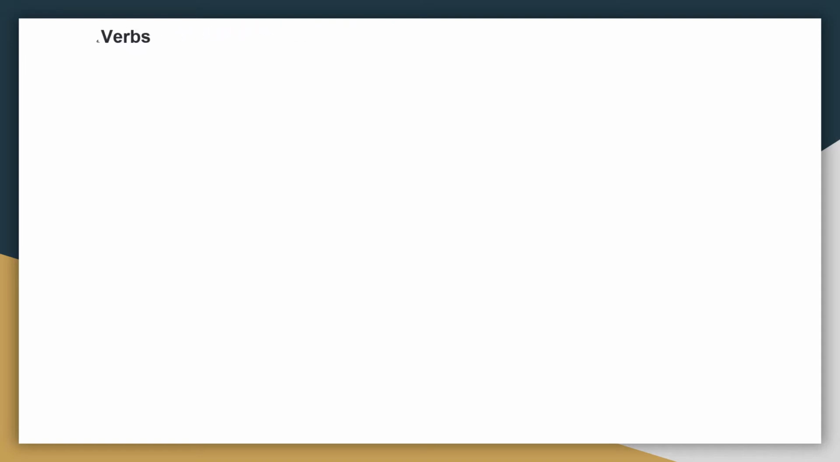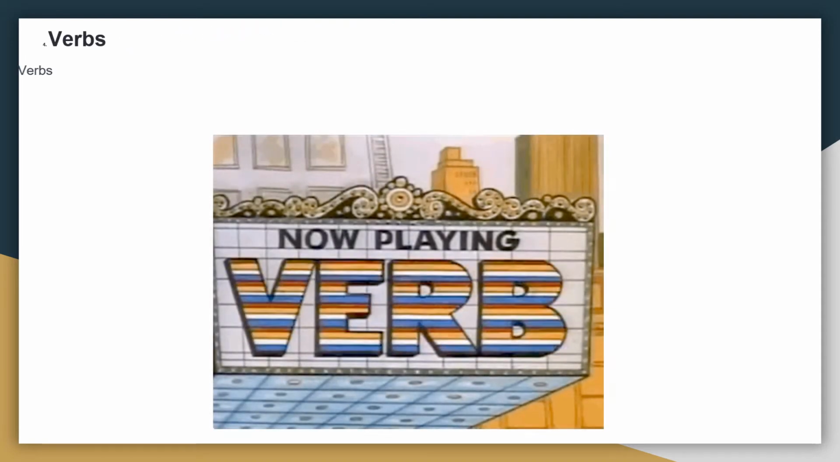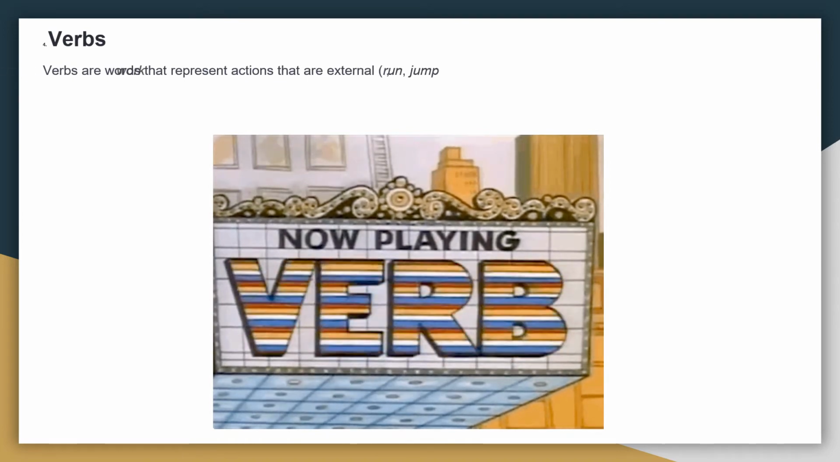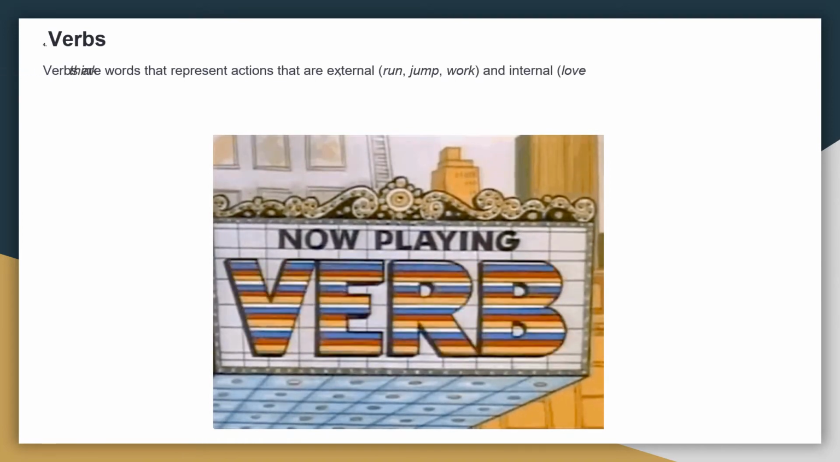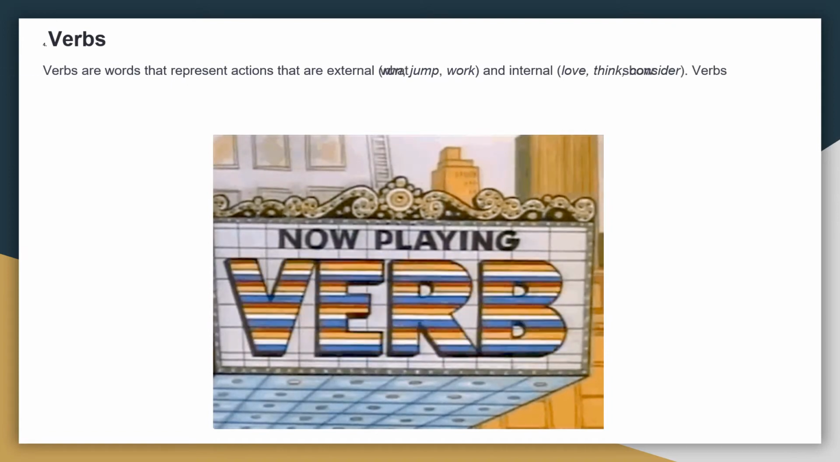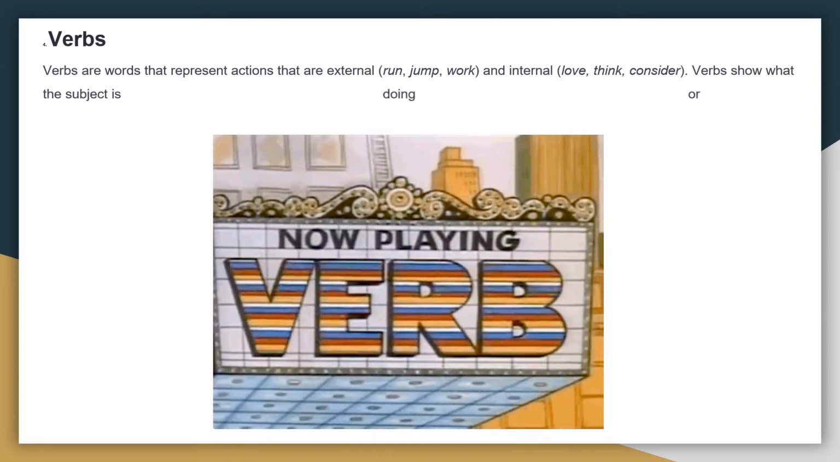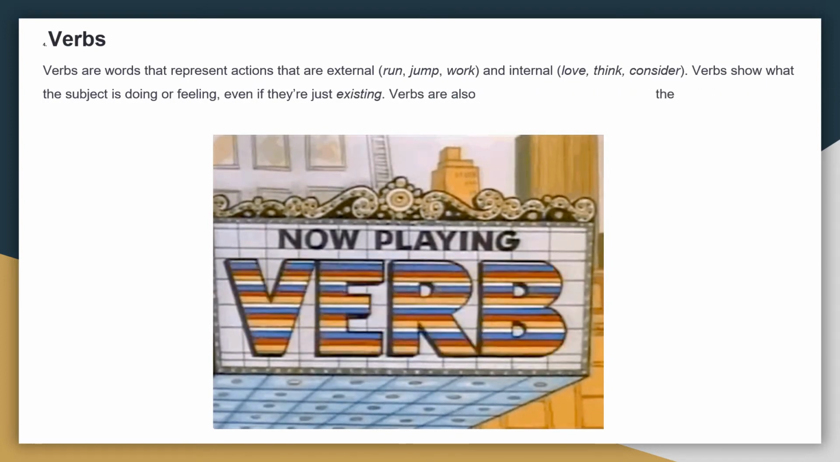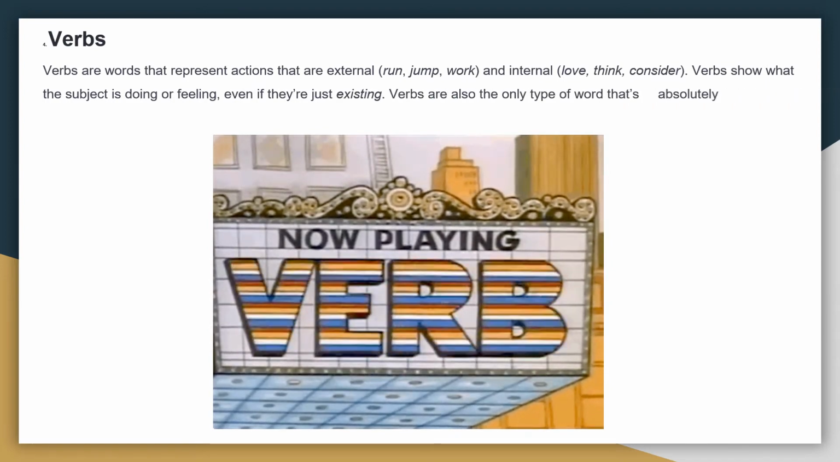Verbs. Verbs are the words that represent actions that are external or internal. Verbs show that the subject is doing or feeling, even if they are existing. Verbs are also the one type of words that are absolutely necessary to make a sentence.